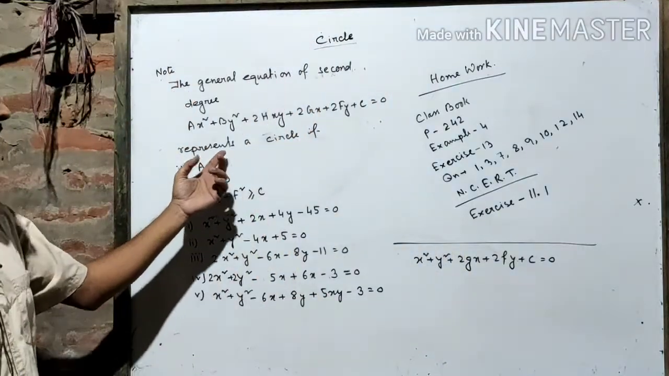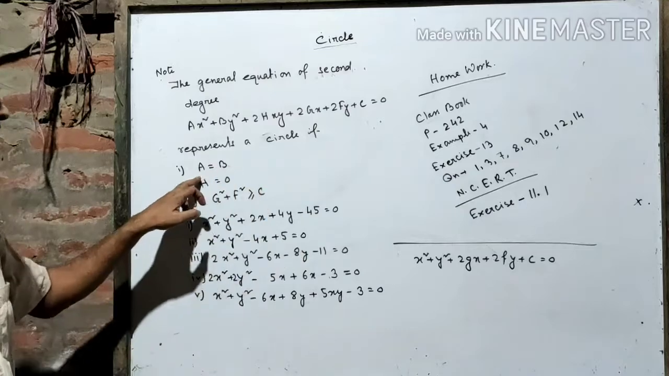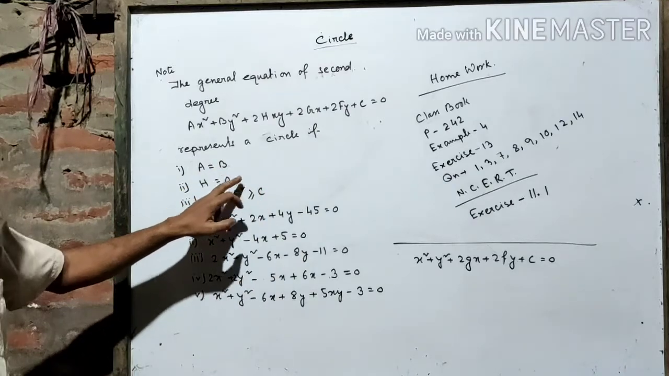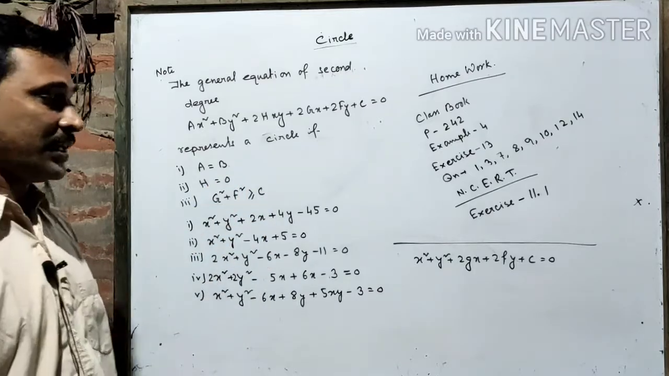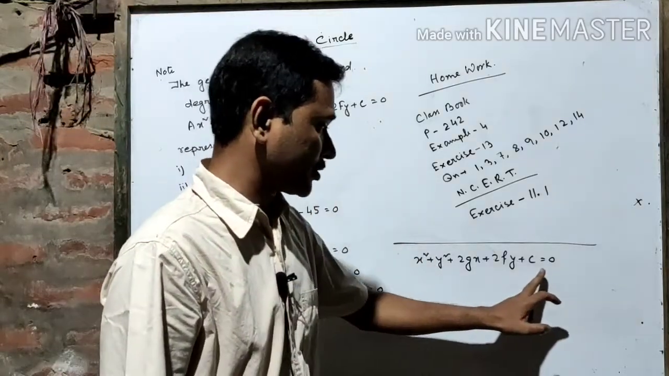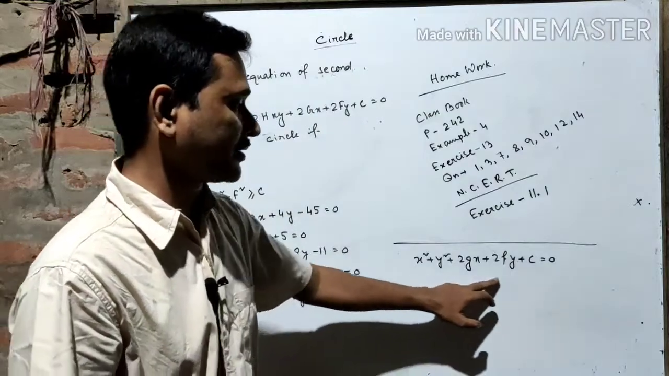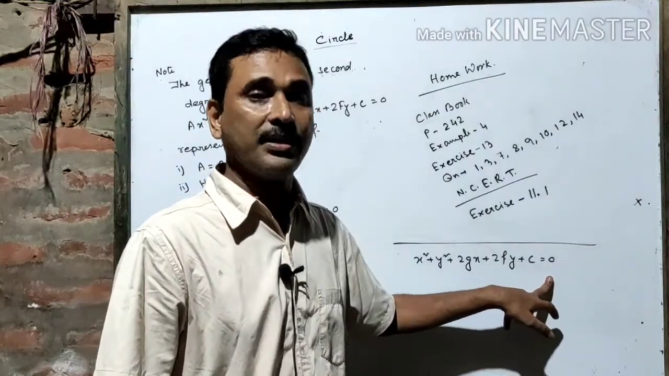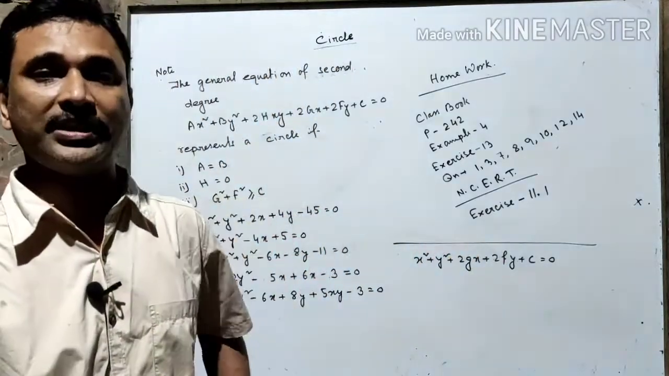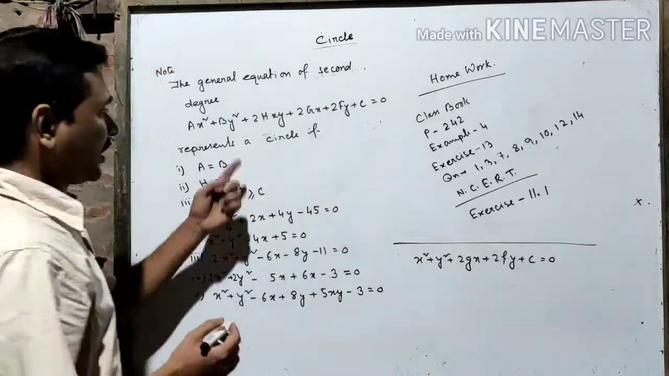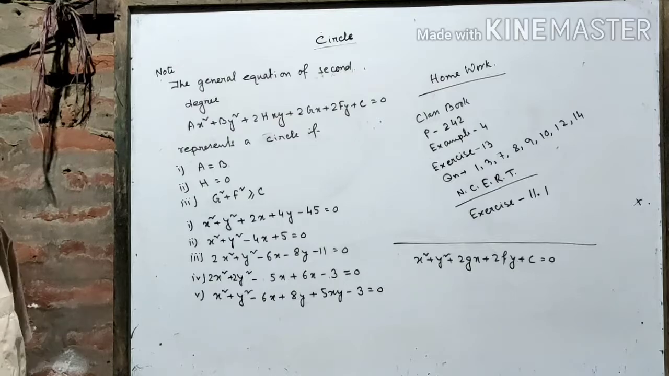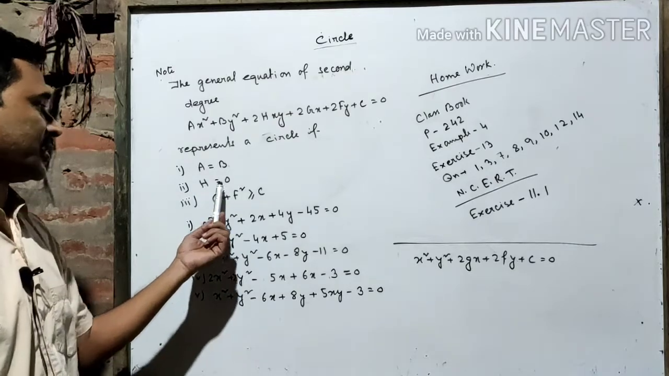So here is the theory: it represents a circle if a is equal to b, h is equal to 0, and g square plus f square is greater than or equal to c. Why? If we compare this with the general equation of a circle, you see in the general equation of a circle there is no xy term. An equation of a circle cannot contain the xy term. So this xy term must vanish. To vanish this term, the value of h should be 0. That is condition number 2.